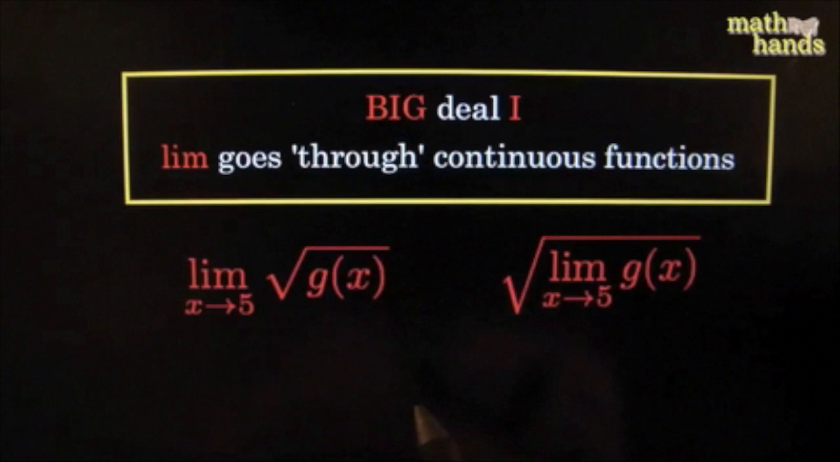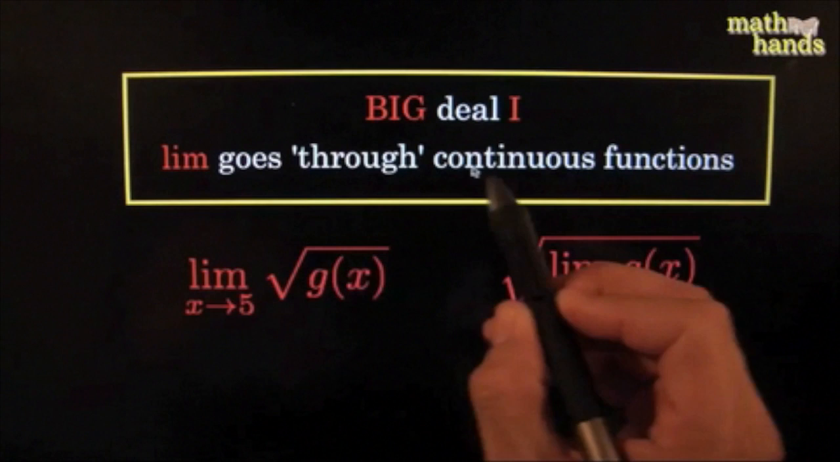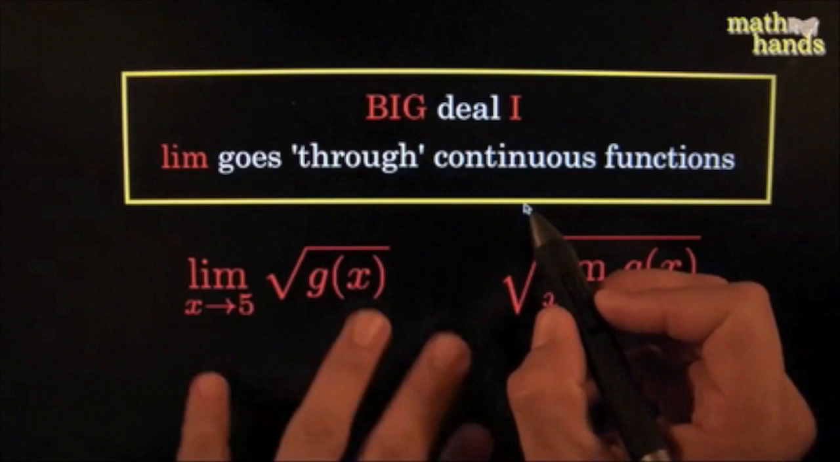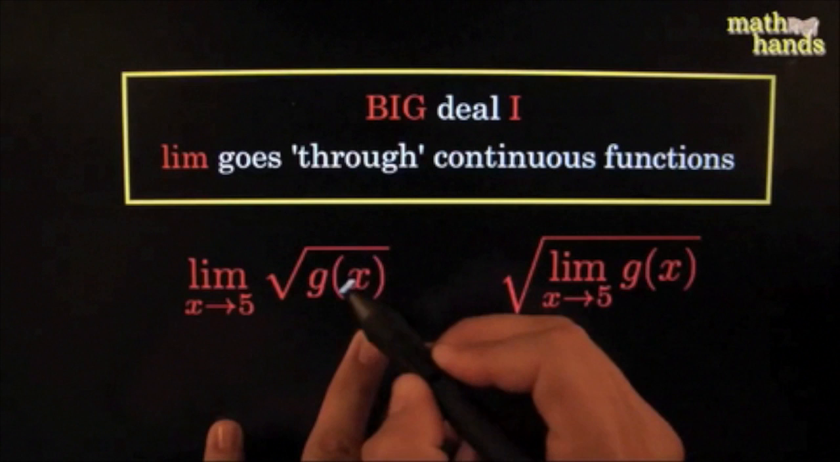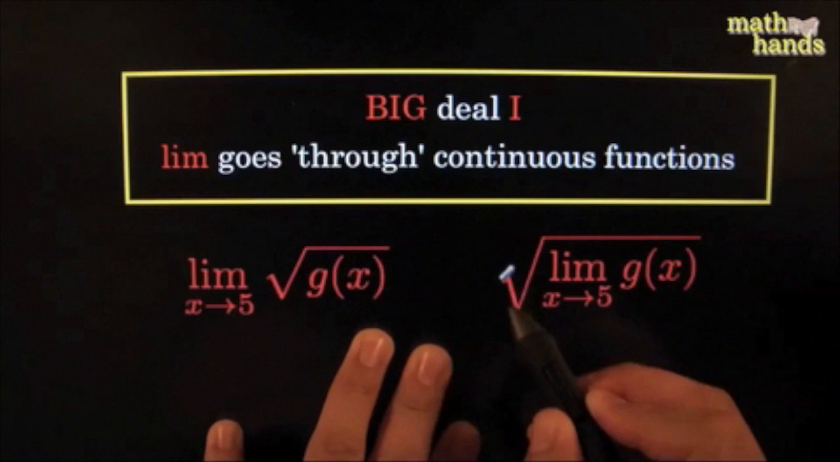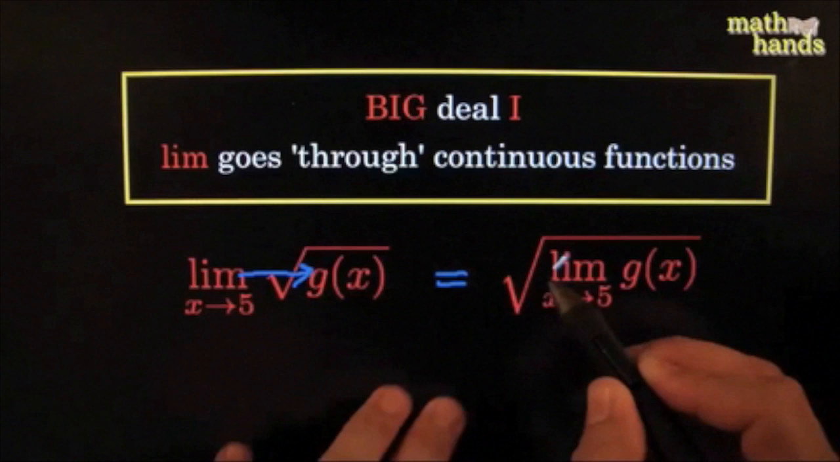Okay, so here's the big deal. I call this big deal number one: the limit can go through continuous functions under ideal conditions. This can be done, and it becomes extremely helpful. Consider the following idea here. If you had the square root of some stuff and you had the limit, could you just say, okay, I won't worry about the square root, I'll just say that they're equal, and take the limit through the square root sign and put it in there? Could you do that?